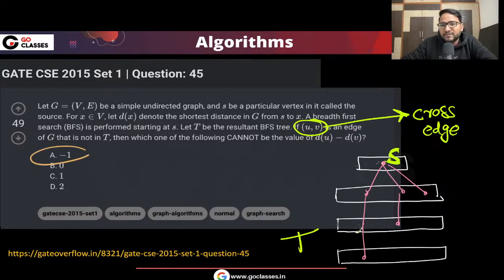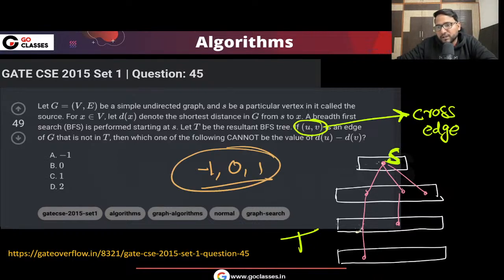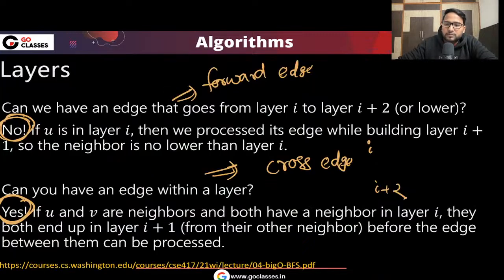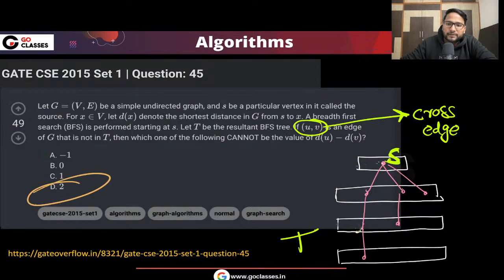So what is the answer here? -1 is possible. -1 just means that maybe this is U, this is V. 1 just means this is U, this is V. So basically it could be -1, 0, or +1. Basically, it should be less than or equal to 1 in absolute value, so it can take the 3 values -1, 0, 1. So 2 is not possible. So D is the answer here.